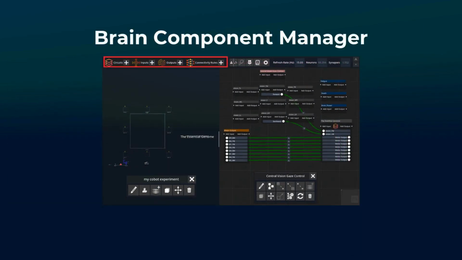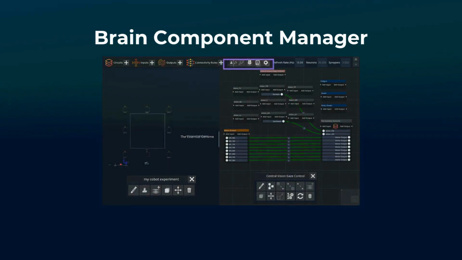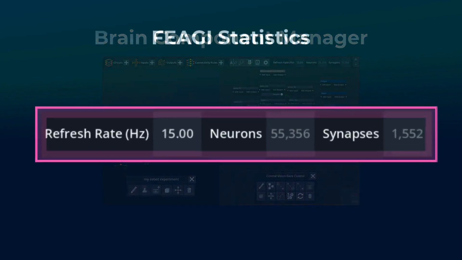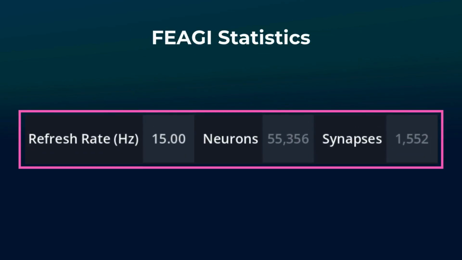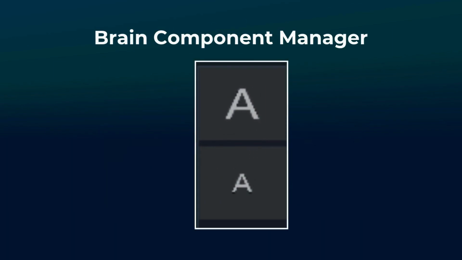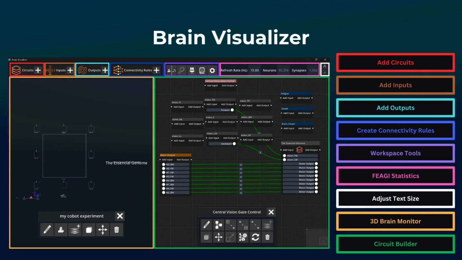The main toolbar allows you to view and add circuits, view and add specialized input/output areas, view and add connectivity rules, access workspace tools, and monitor brain statistics. To adjust the text size to your liking, you can use the widget on the top right. Before we learn about additional tools, let's review what a FEAGI brain is made of.